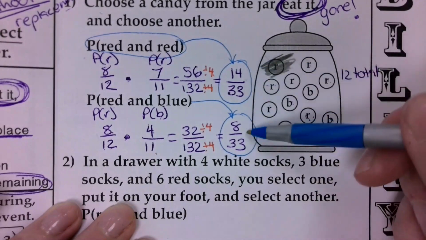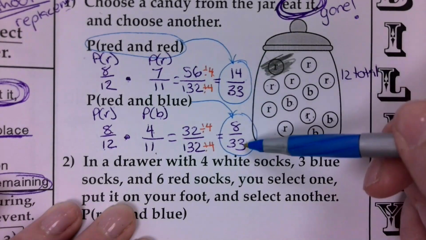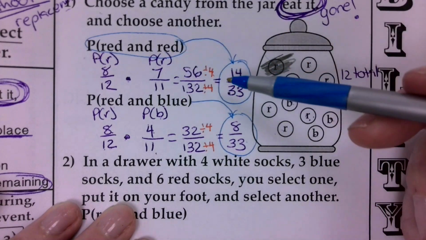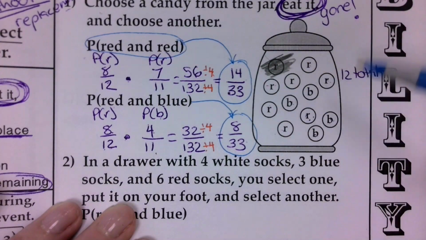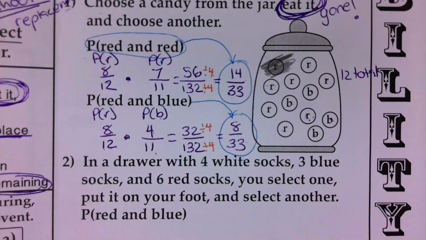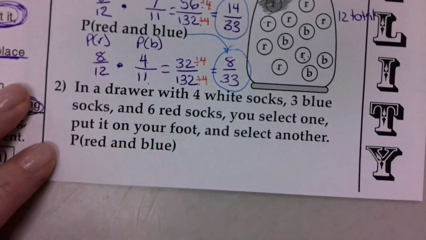Which one is more likely to happen? Oddly, this one. I would have assumed this would have been less likely to happen, but it makes sense considering there are the most reds in the jar. If there were equal numbers of things, then it might be a different story. Let's look at number 2.